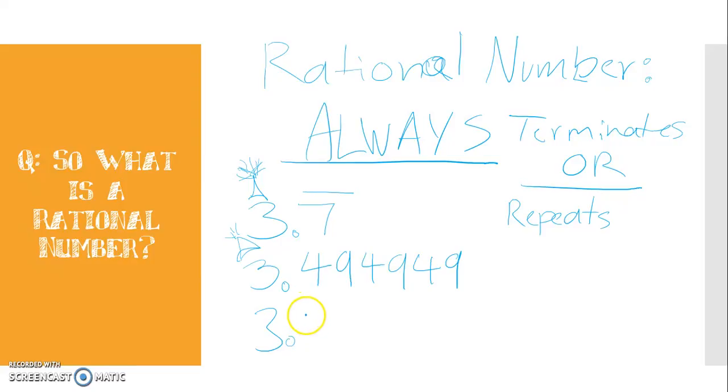Alright, how about this one? We got 4, 7, 9, 8, 7, 2. Does this one get to be a rational number? Yes, it does, because it is repeating the same pattern, and that's the only reason why. And finally, what about this guy? It is not repeating a pattern.